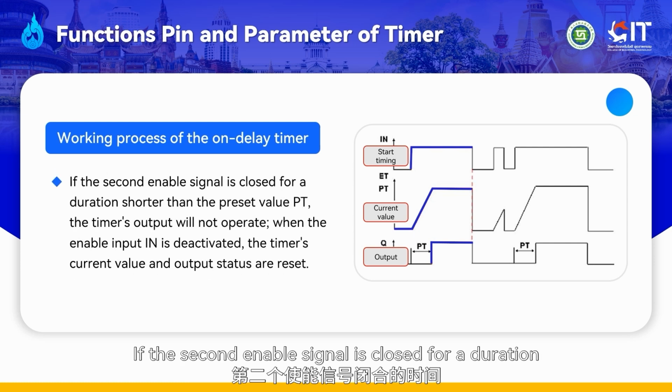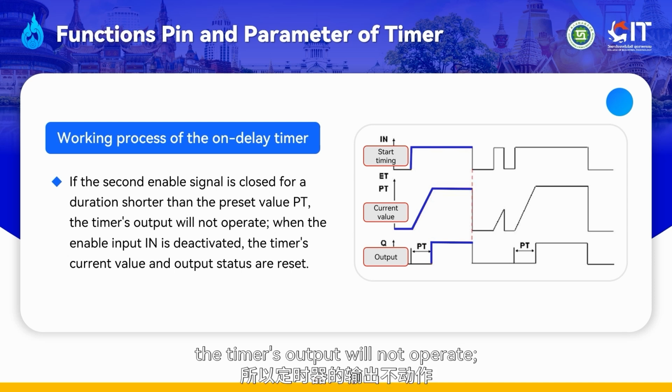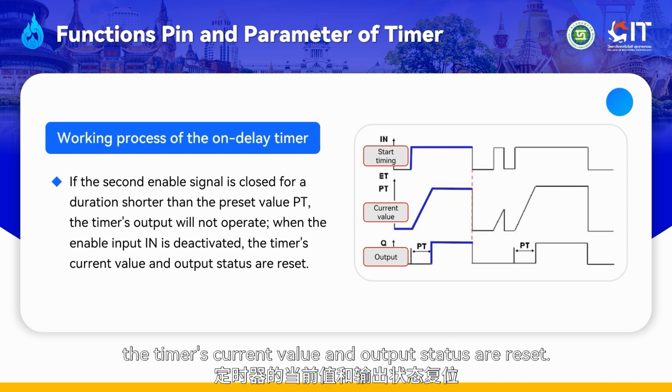If the second enable signal is closed for a duration shorter than the preset value PT, the timer's output will not operate. When the enable input IN is deactivated, the timer's current value and output status are reset.